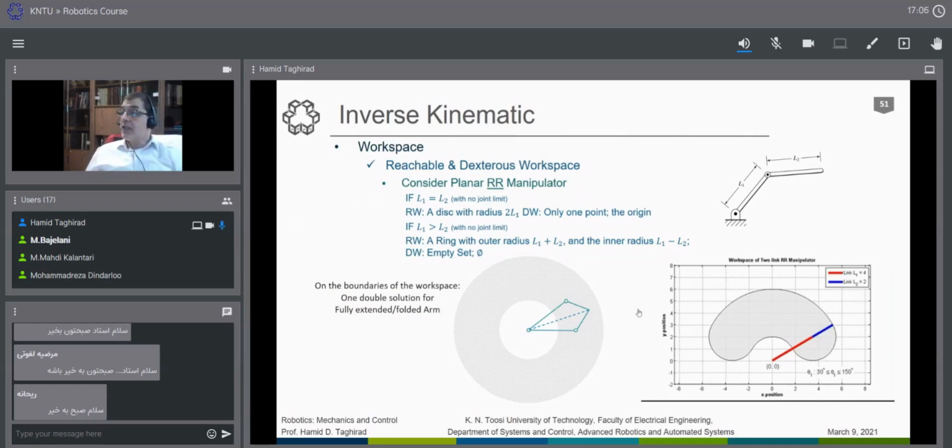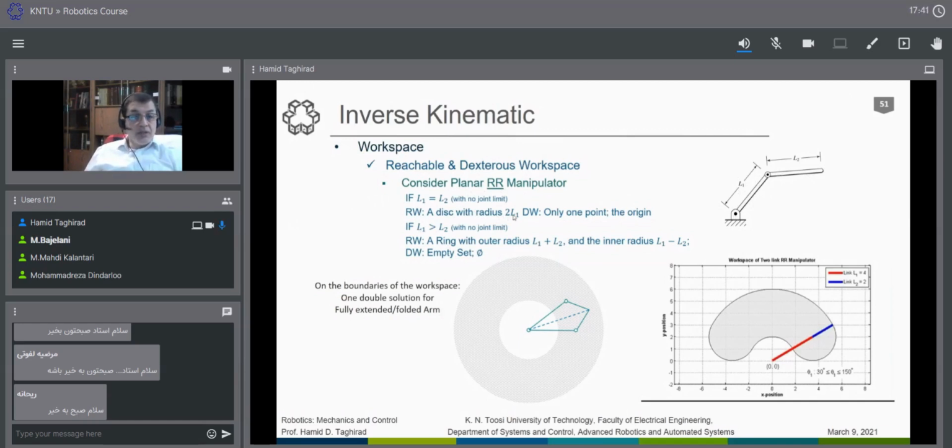If this is the case, if L1 is equal to L2, then our workspace, if you look at that, if it is completely folded, we get to the origin point, and if it is open, we get to a radius L1 plus L2. So since the two are equal to each other, the reachable workspace is an entire disk, an entire disk with radius 2L1.